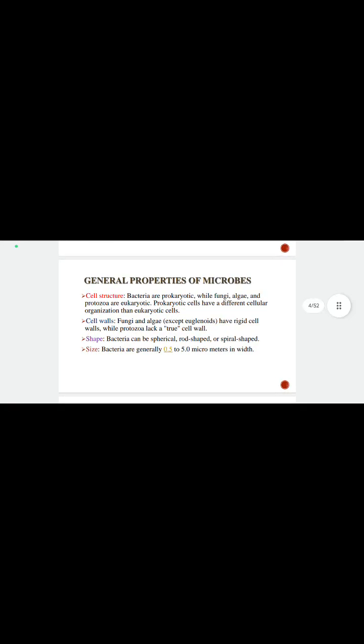General properties of microbes. Cell structure. Bacteria are prokaryotic, while fungi, algae, and protozoa are eukaryotic. Prokaryotic cells have a different cellular organization than the eukaryotic cell. Then cell walls. Fungi and algae, except euglenoids, have rigid cell walls, while protozoa lack a true cell wall.